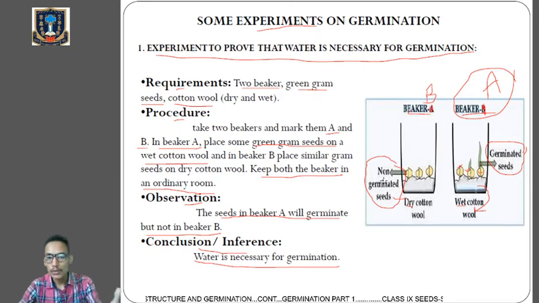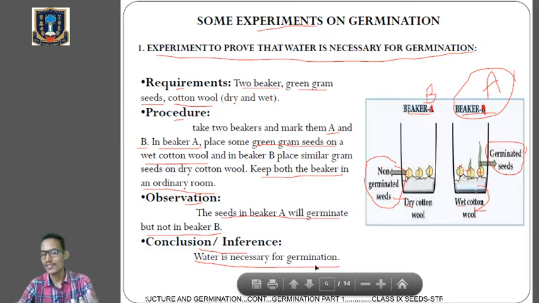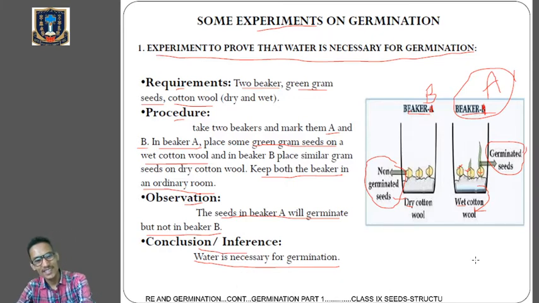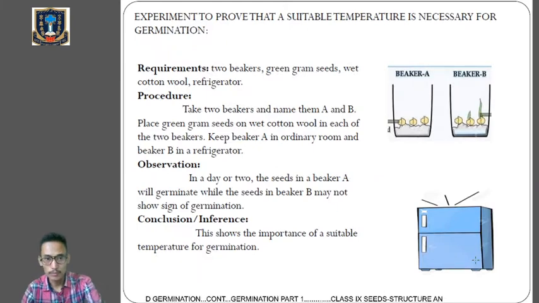What will be your conclusion or inference? That water is necessary for germination. Without water there will be no germination. Clear? So you can copy this one. It will be easier for you. Number 2, experiment.